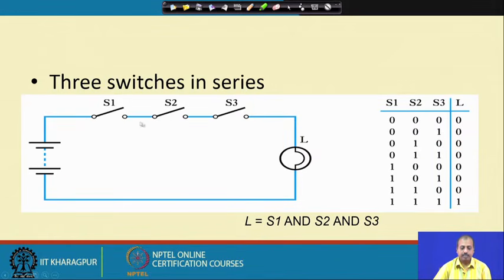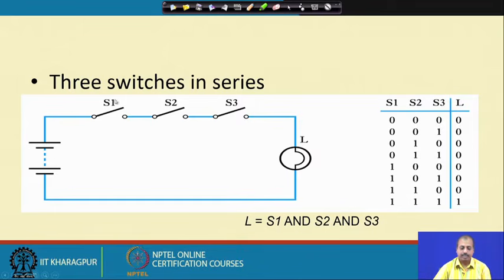You can connect three switches in series, like S1, S2, S3. Here the lamp L gets current only when all three switches are closed. This can be represented in the form of a truth table, where S1, S2, S3 are three variables, and if I write down all the possibilities, it can start from 0, 0, 0, then 0, 0, 1, and go up to 1, 1, 1, where 0 means the switch is open and 1 means the switch is closed.